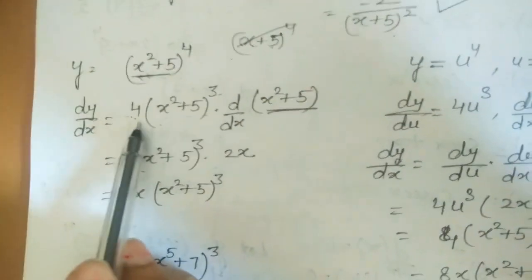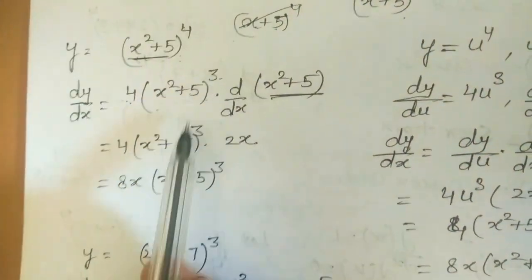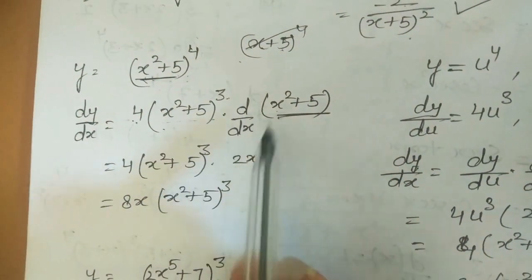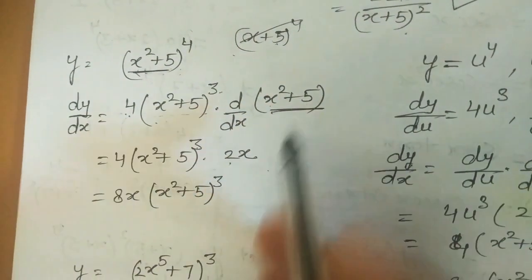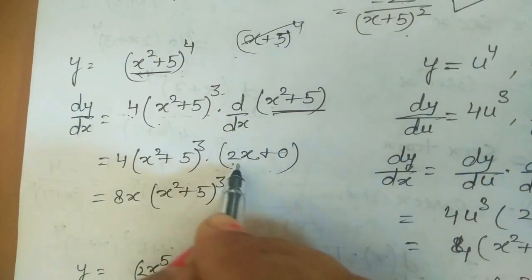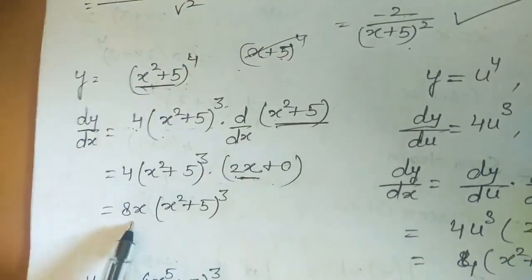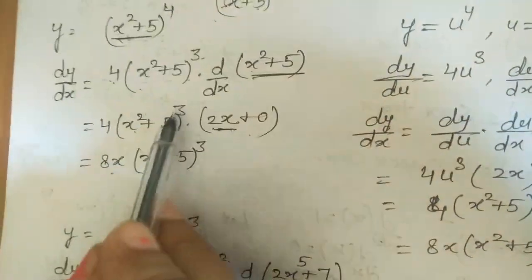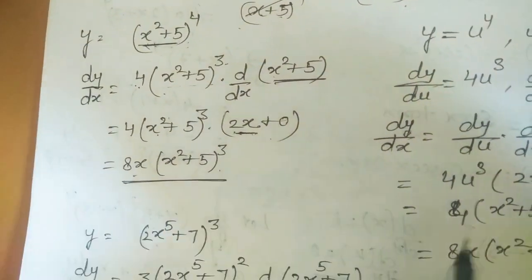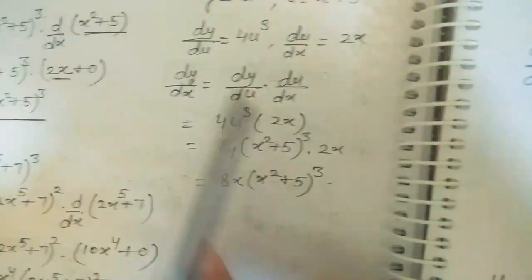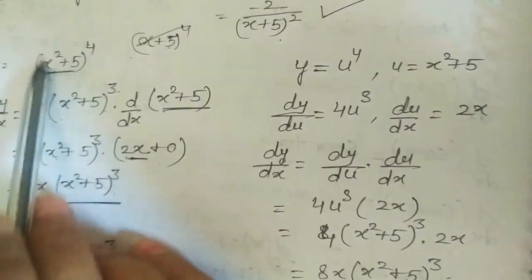So what will come? 4 into (x square plus 5) raised to power 3. The derivative of x square is 2x and the derivative of 5 is 0, so it will be 2x. 2x into 4 is 8x, (x square plus 5) raised to power 3. This is the answer.